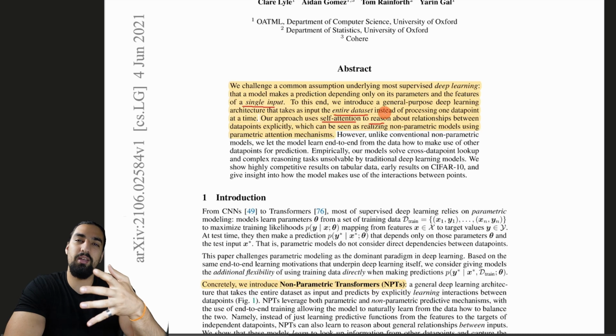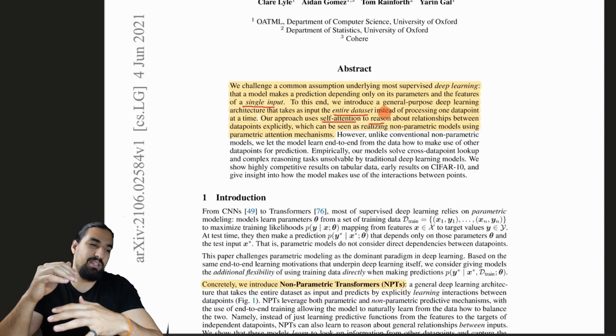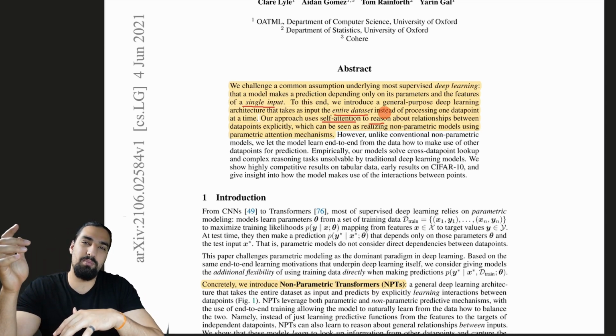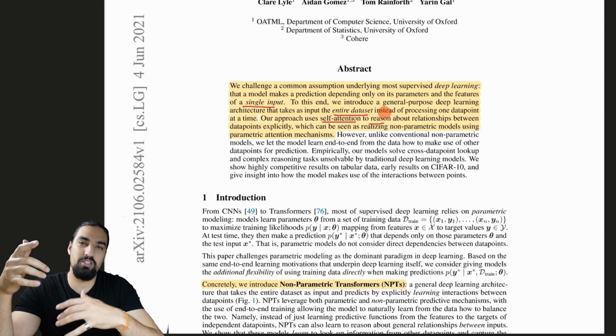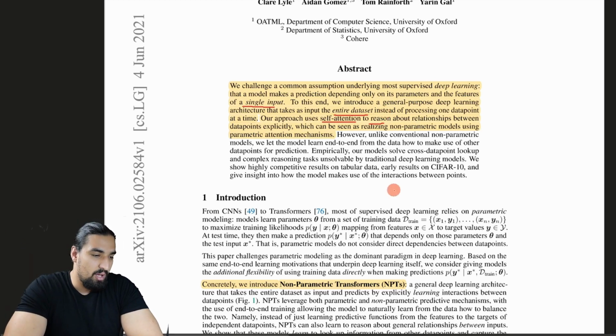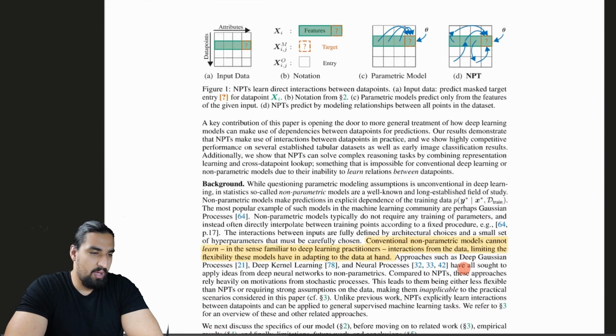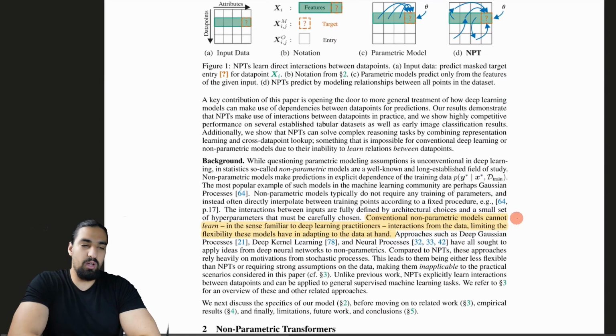And again, you can see here, they are learning from the entire dataset, and they are doing inference, as we'll soon see. Because it doesn't scale well with data, they'll have some simplifying assumptions and approximations, so they'll be using some chunk of the training data to do inference on. As I said, the model is called Non-Parametric Transformers, and a quick note here on conventional non-parametric models.